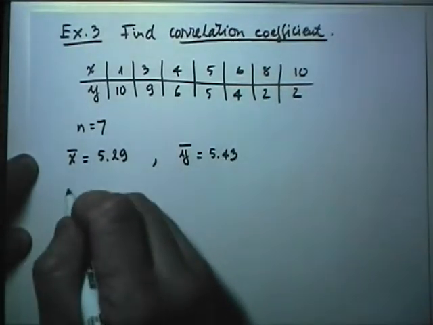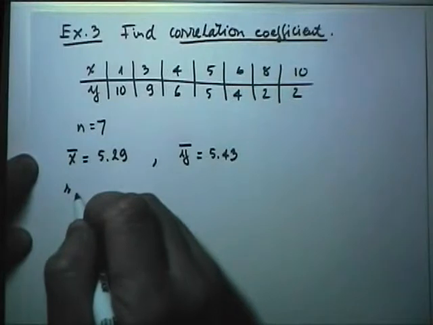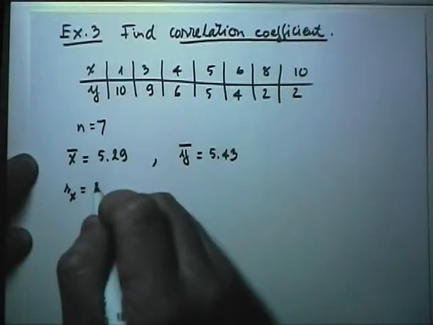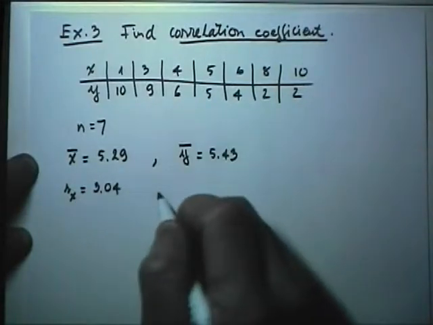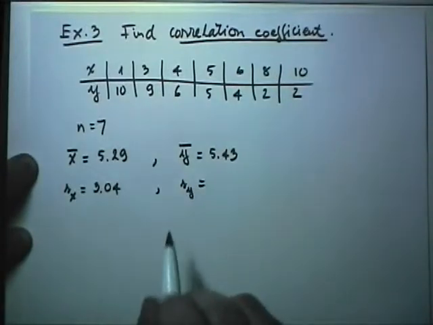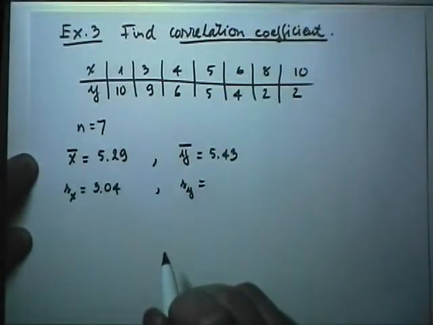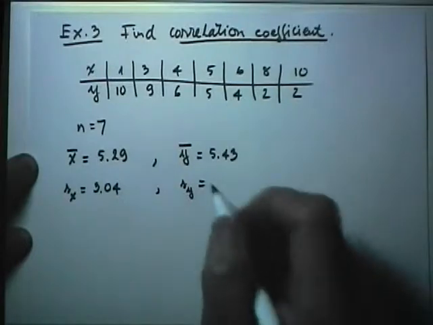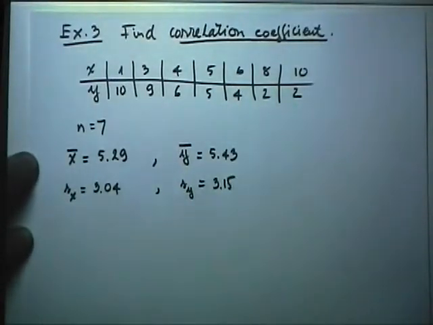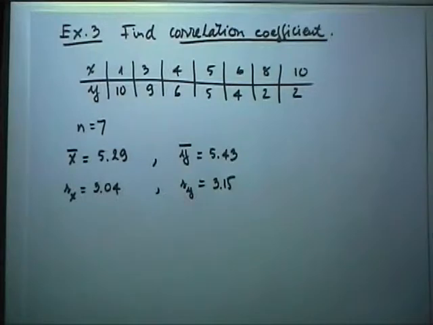I have also obtained the standard deviation for all the x values, and that is going to be 3.04. The standard deviation for all the y values that I have found is 3.15. Okay? So now, with all this information, I'm ready to find my correlation coefficient.